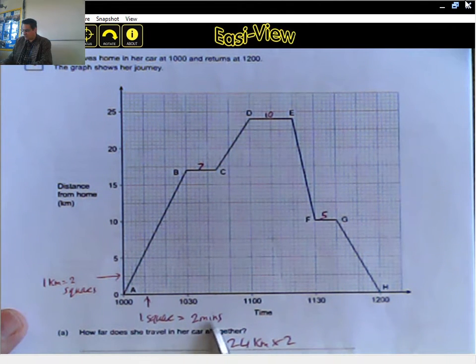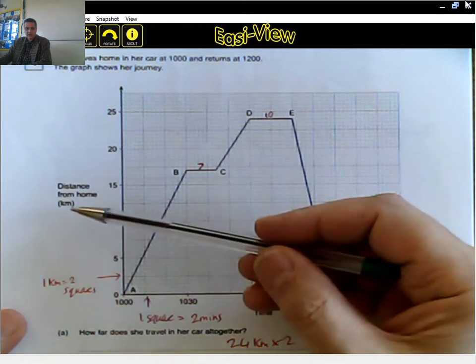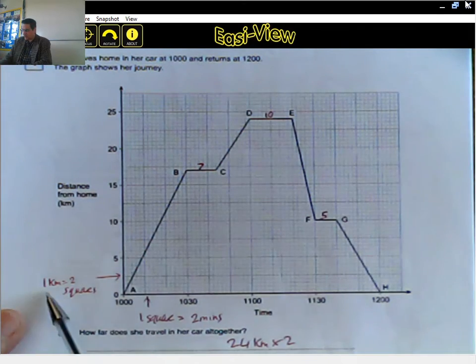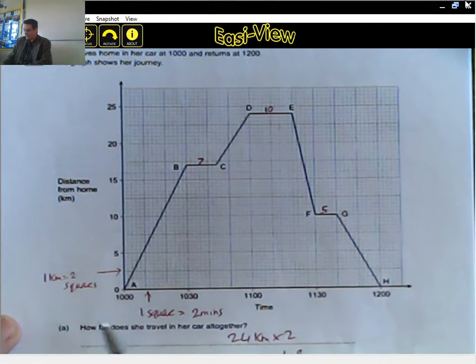Alright, so it's quite important here you read the scale carefully. One square is 2 minutes, and here I've got 10 little squares to make 5 kilometers. So every kilometer you need to count 2 squares. Is that alright? So that's the background. So before you start doing questions, study the scale because these are very awkward.